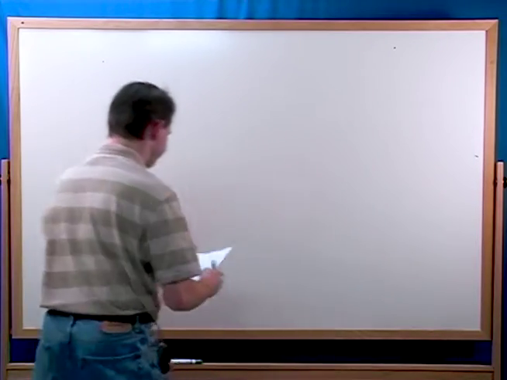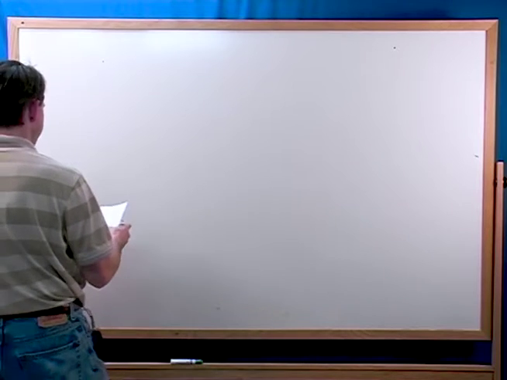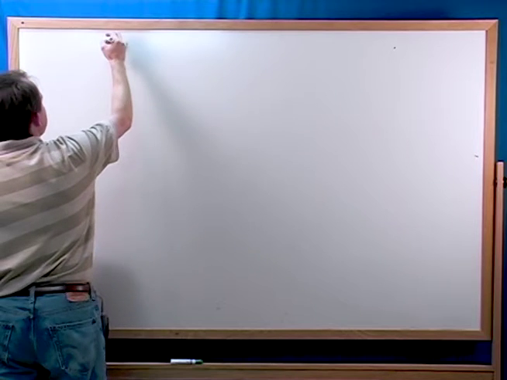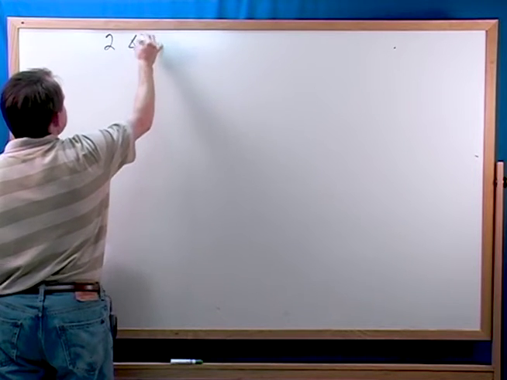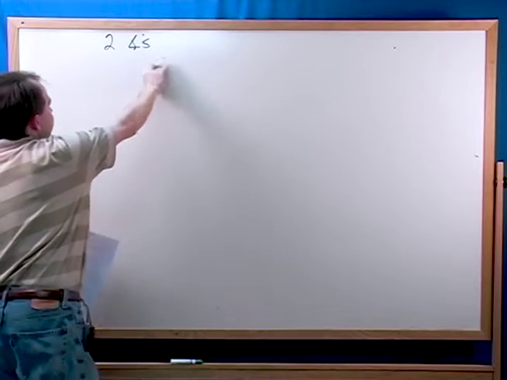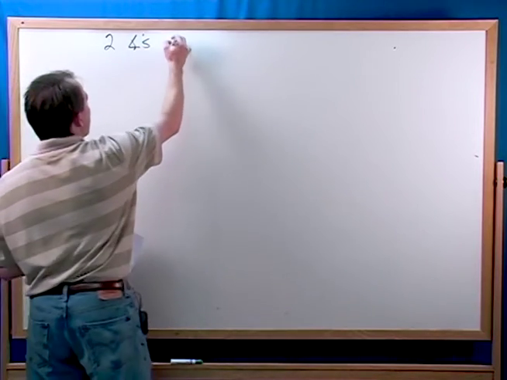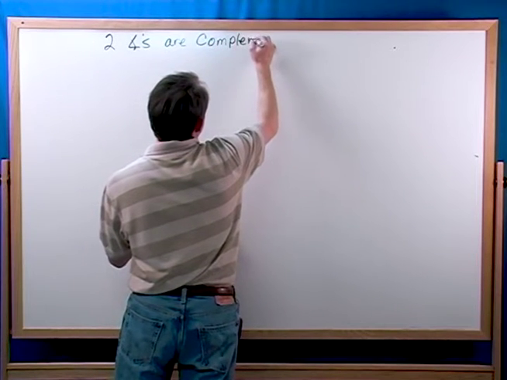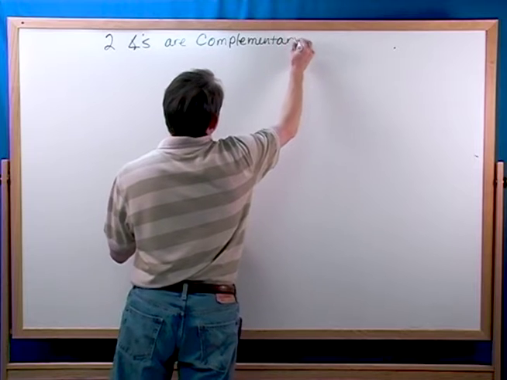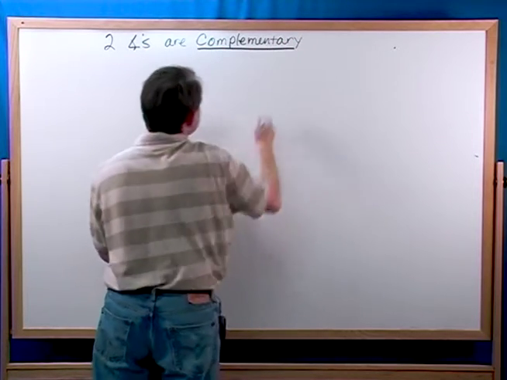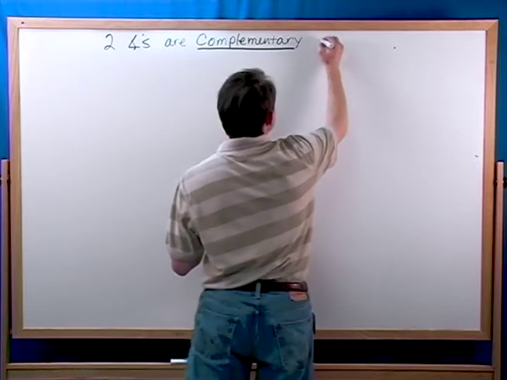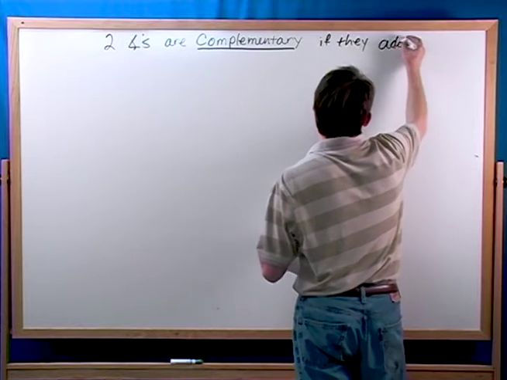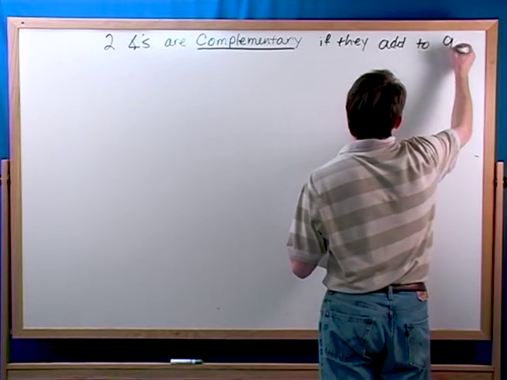Let's talk about it. Okay, first thing we're going to do is we're going to say, as a statement of fact, a definition, that two angles, and this is exactly how you'll see it written in the textbook, so I'm writing it down with these abbreviations. Two angles are complementary. Okay, and I'm going to underline that because that's the term that we're trying to learn here. Two angles are complementary if they add up to 90 degrees.